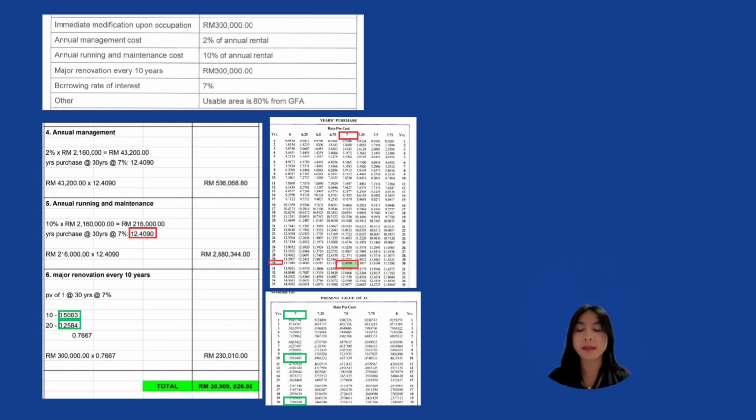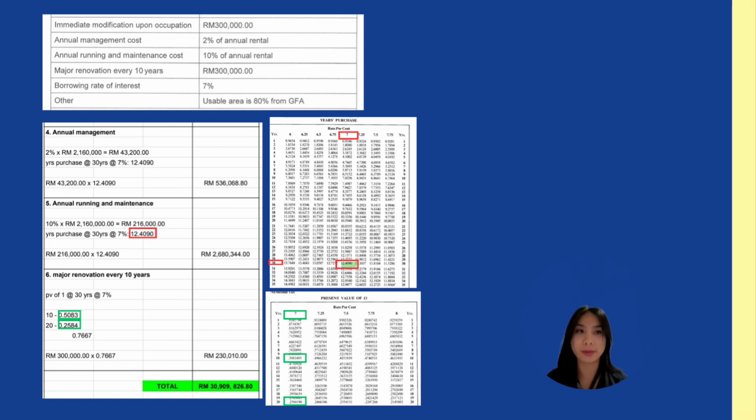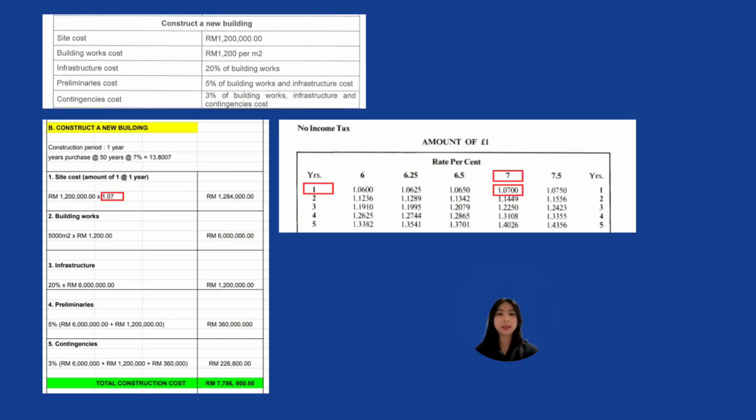Adding both factors gives 0.7667. Therefore, RM300,000 times 0.7667 equals RM230,010. Finally, adding all these costs gives a total present cost of RM30,909,862.82. Now, we move to the second alternative, which is constructing a new building.